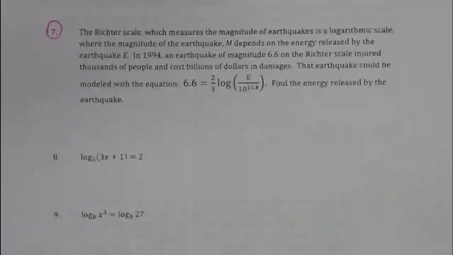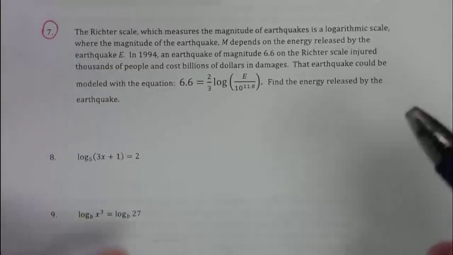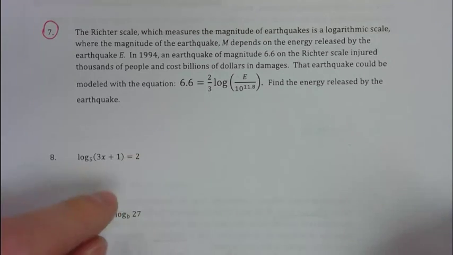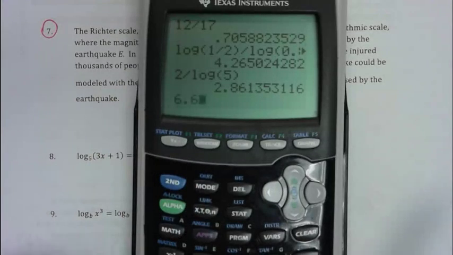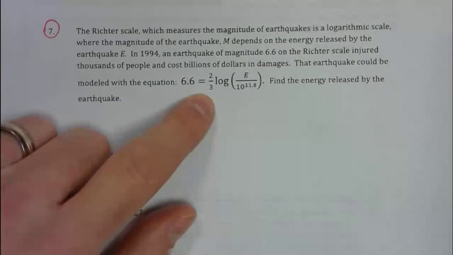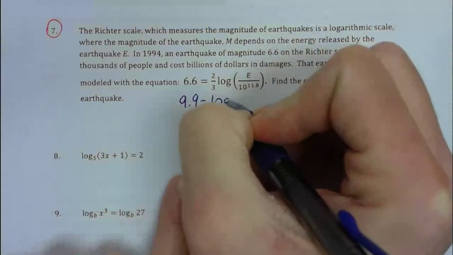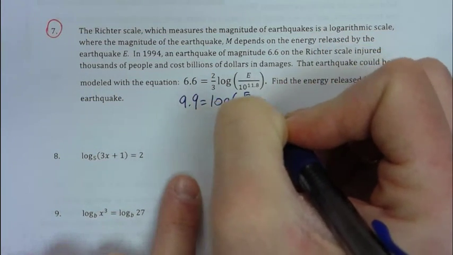So I want to solve this equation for E. In order to do that, I need to get rid of the 2/3 first. So I'm going to multiply by 3/2. So I would grab my calculator and do 6.6 times 3/2. That would get rid of my 2/3 right there. Multiplying it by 3/2 equals 1. So now I have 9.9 is equal to the log of E over 10 to the 11.8.